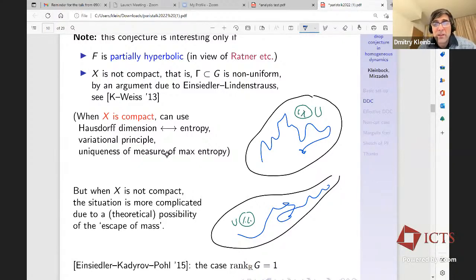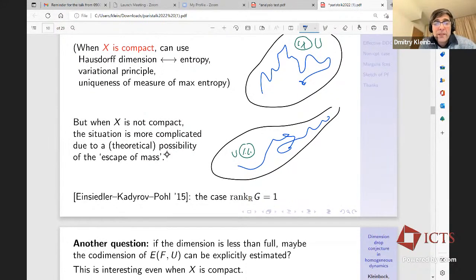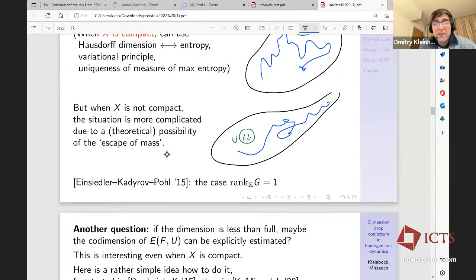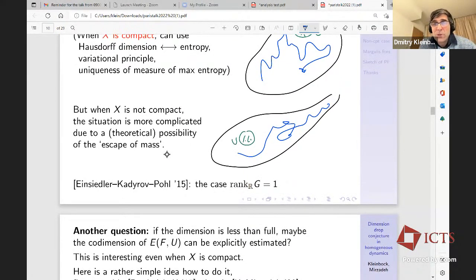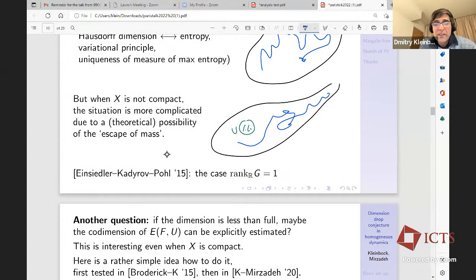So before trying to answer this question, let me ask another question. Namely, if the dimension is less than full, suppose we can prove it, maybe we can even do it effectively. So estimate somehow the dimension, because clearly the smaller is U, maybe the smaller is this codimension. So there should be some argument, and this question is interesting even when X is compact. And there is a rather simple idea how to do it, which is one of the ingredients of today's talk. It was first tested in my paper with Ryan Broderick in 2015, and then in the work with Shahriar.